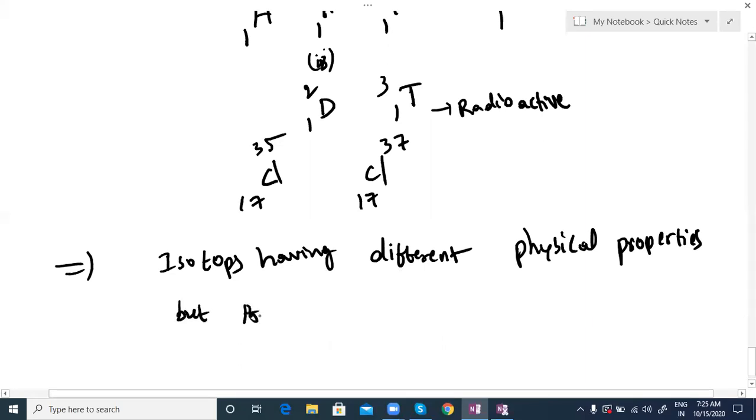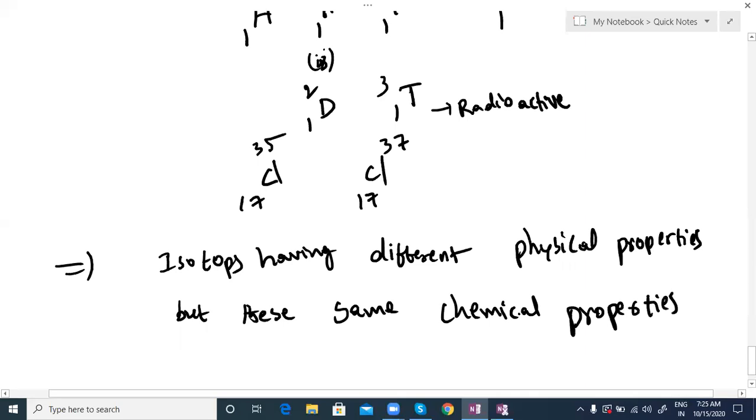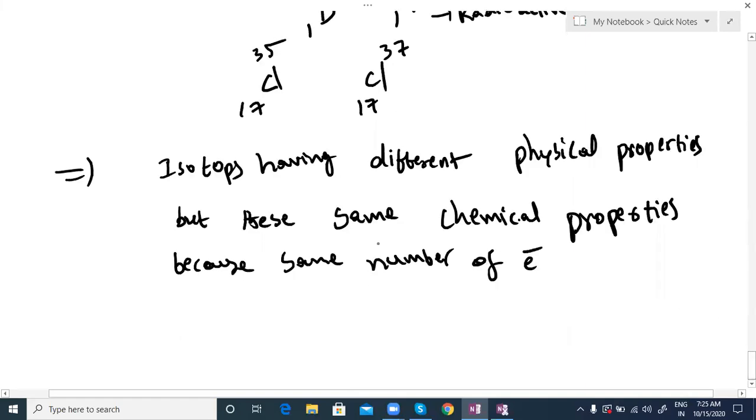but they have the same chemical properties. We can check it. They have the same number of electrons, because they contain the same number of electrons. The electrons are not lost; they all have the same number of electrons.